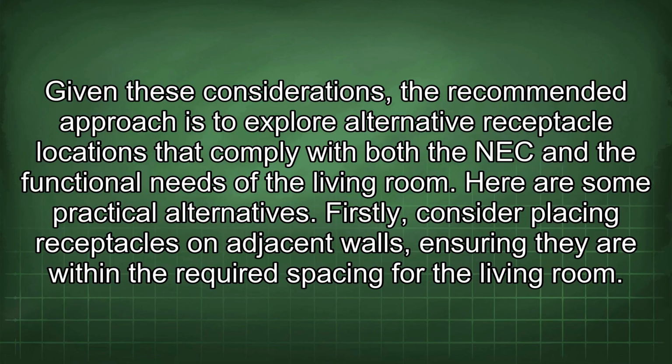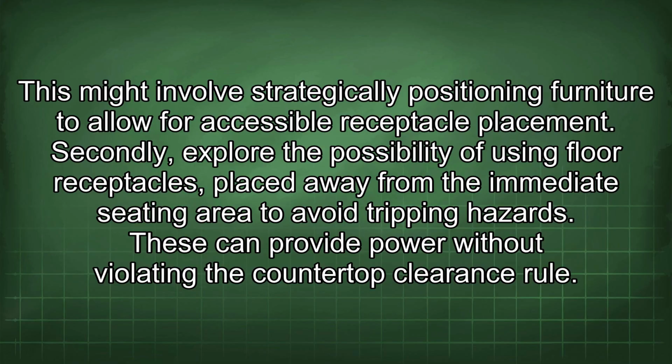Here are some practical alternatives. Firstly, consider placing receptacles on adjacent walls, ensuring they are within the required spacing for the living room. This might involve strategically positioning furniture to allow for accessible receptacle placement. Secondly, explore the possibility of using floor receptacles faced away from the immediate seating area to avoid tripping hazards. These can provide power without violating the countertop clearance rule.